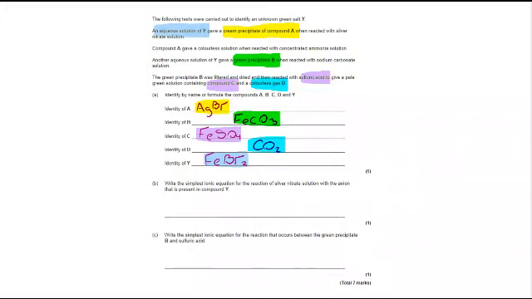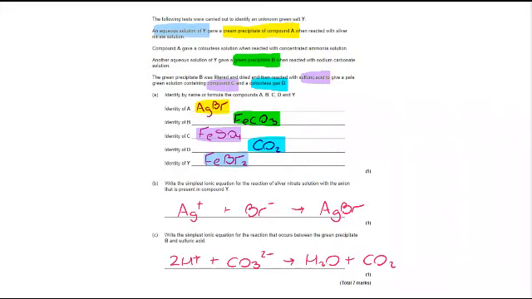FeBr2. In terms of the equations, the simplest ionic equation for the reaction of silver nitrate with the anion, we're looking for the formation of the silver bromide cream precipitate: Ag+ + Br- goes to AgBr. The simplest ionic equation for the reaction that occurs between the green precipitate B and sulfuric acid is the formation of water and carbon dioxide, as in any neutralisation reaction between an acid and a carbonate. So we've got 2H+ + CO3 2- goes to H2O + CO2.